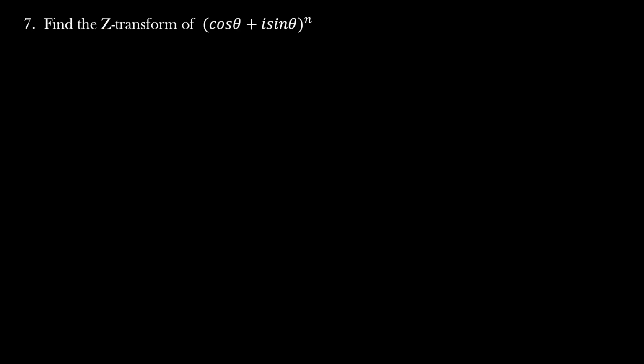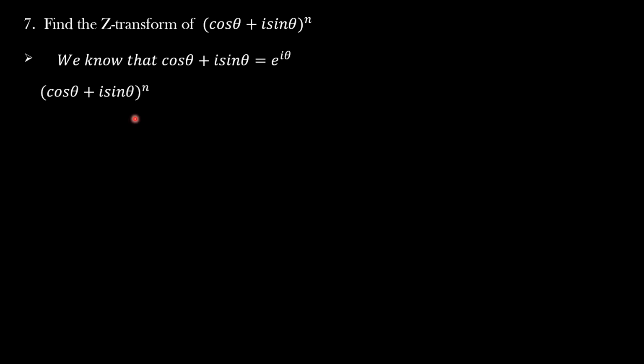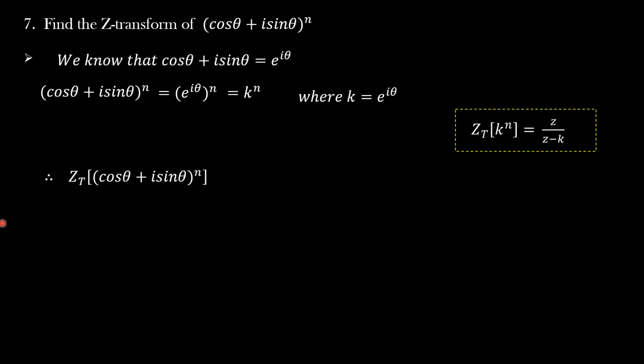Next problem. Find the z transform of cos theta plus i sin theta whole raised to n. We know that cos theta plus i sin theta is e power i theta. So cos theta plus i sin theta whole raised to n becomes e power i theta whole raised to n, or k power n, where k is e power i theta. But the transform of k power n is z divided by z minus k. Therefore, the transform of e power i theta whole raised to n is z divided by z minus e power i theta, or the transform of cos theta plus i sin theta whole raised to n is z divided by z minus e power i theta.